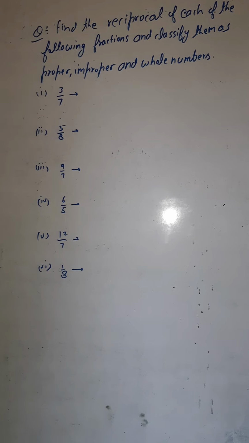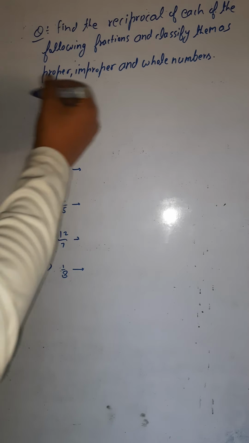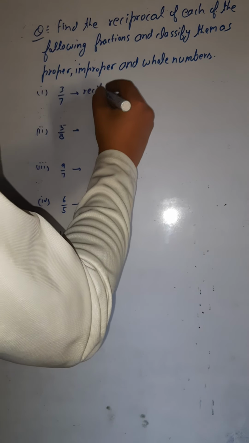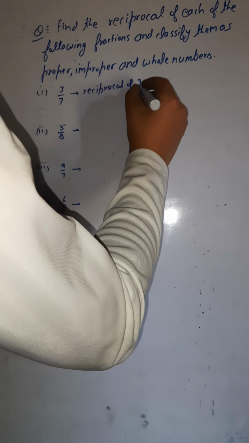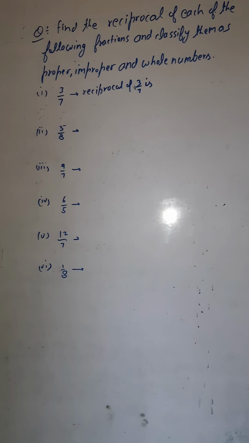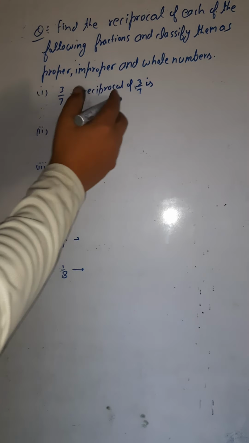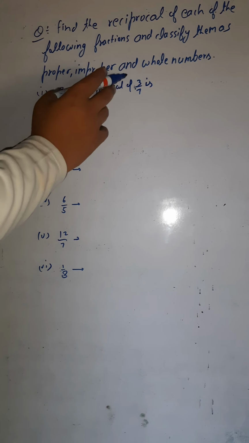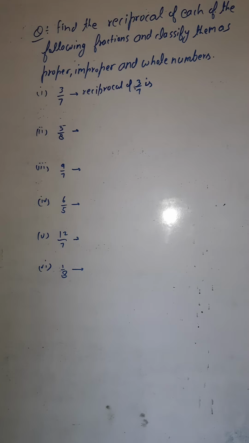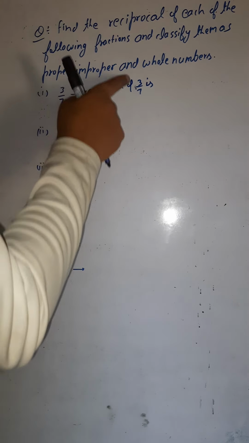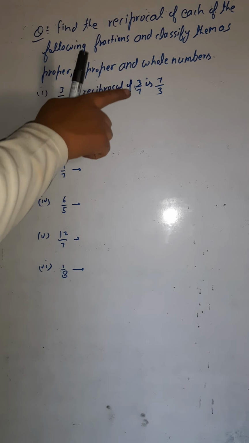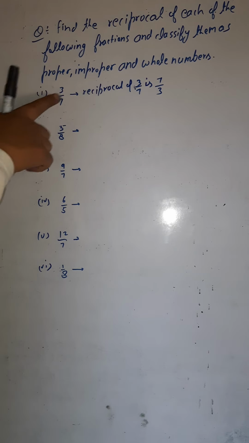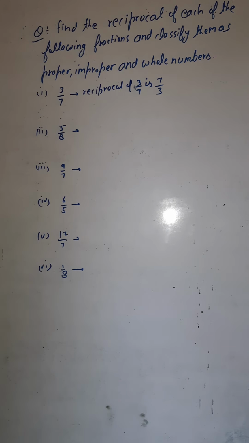Let's see the first one first. 3 by 7, what would be the reciprocal of 3 by 7? Means you have to reverse the order. Whatever is there in the denominator should be there in the numerator, and whatever is in the numerator is now down in the denominator. So the reciprocal of 3 by 7 would be 7 by 3. Means you have to reverse it.